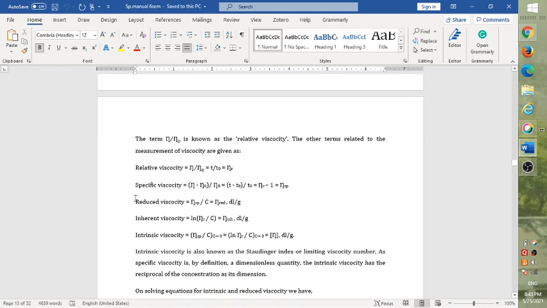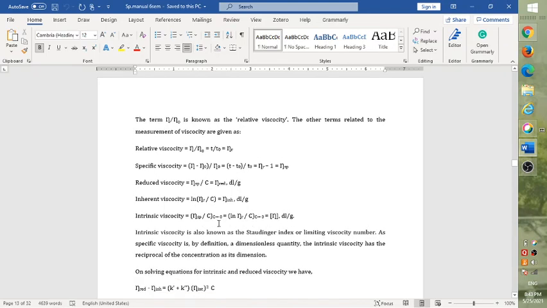All these formulas you need to know: relative viscosity, specific viscosity, reduced viscosity, inherent viscosity, intrinsic viscosity. As I said, relative viscosity is η by η0, which is nothing but t by t0. Specific viscosity is η minus η0 upon η0, that is t minus t0 upon t0, therefore equals ηr minus 1, ηsp. Reduced viscosity is ηsp upon concentration. Inherent viscosity is the ln of relative viscosity, so ln ηr by C gives you inherent viscosity.